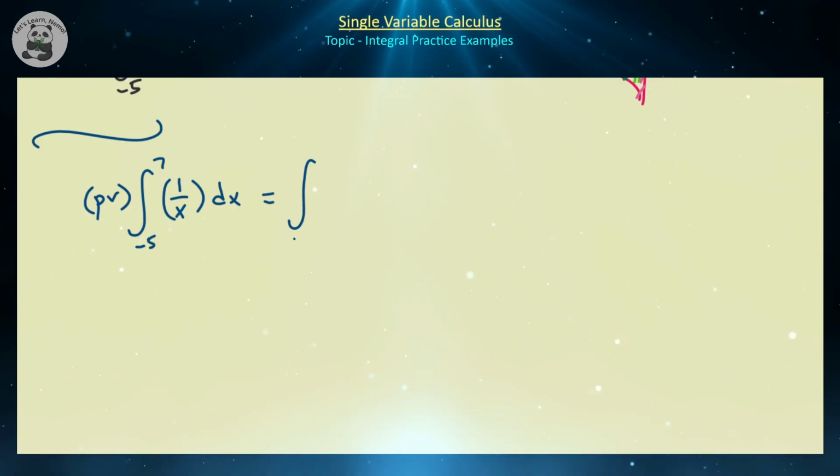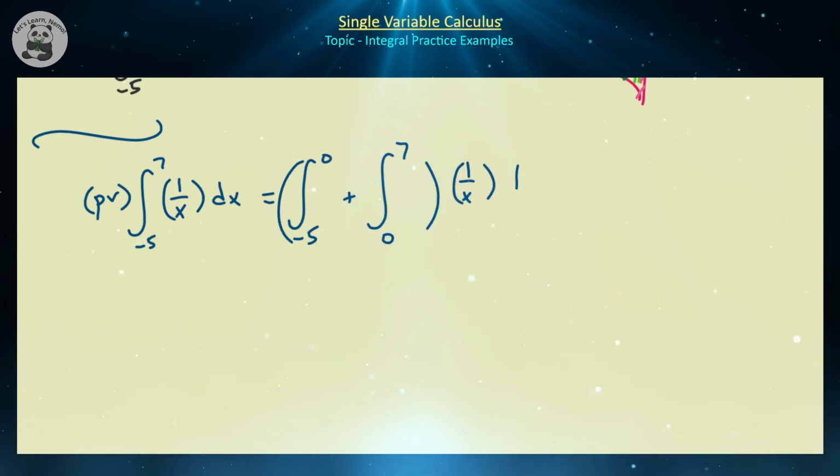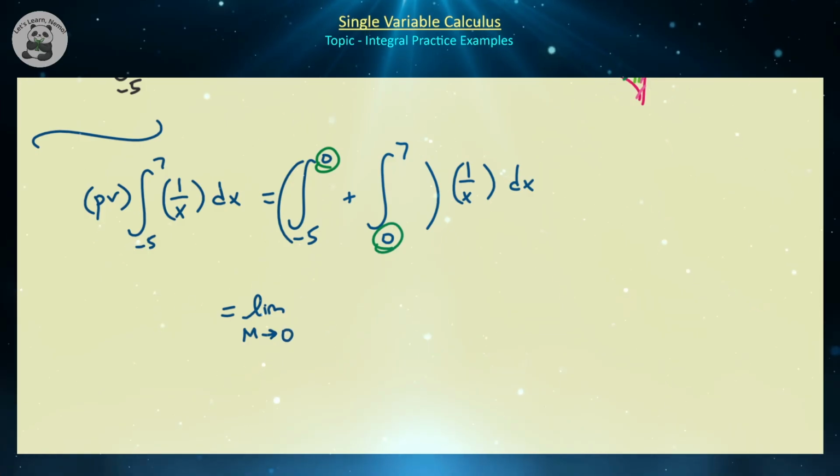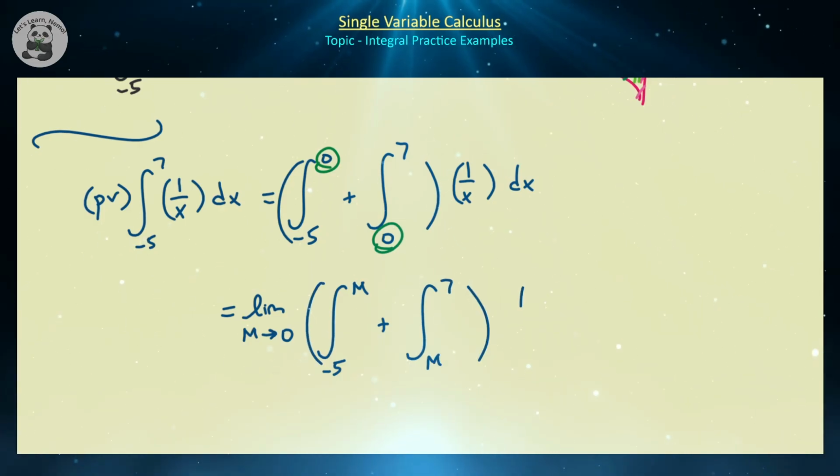So that's just going to be the integral from minus 5 to 0 plus the integral from 0 to 7 of our function 1 over x dx, right? And instead of going exactly to 0, we're going to approach it as some number gets close to 0, both from the left and from the right. So we're going to rewrite this integral as the limit as some number, let's call it m, goes to 0, both from the left and from the right. We're going to have the integral from minus 5 to m, a left-hand limit, plus the integral from m to 7, a right-hand limit, of our function 1 over x dx.